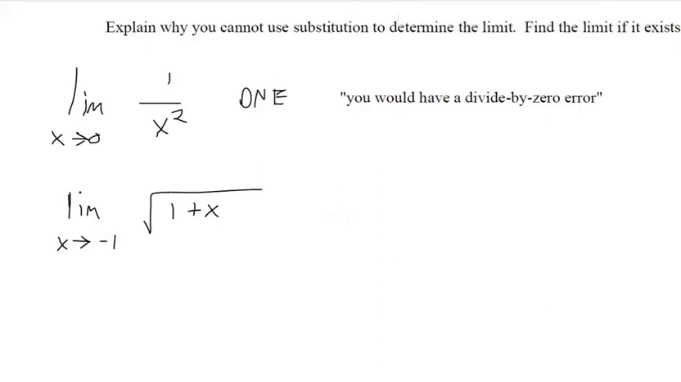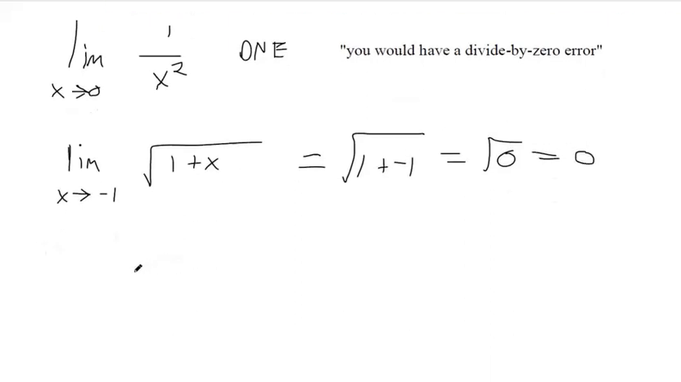Now, oh, I think I needed an extra detail here. No. This one's fine. You can plug in the limit, okay? If you plug in 0, a lot of students would say that limit doesn't exist because they think there's something going wrong with the square root, but the square root of 0 is fine. It's 0. So this one does have a limit that exists. The limit does exist.